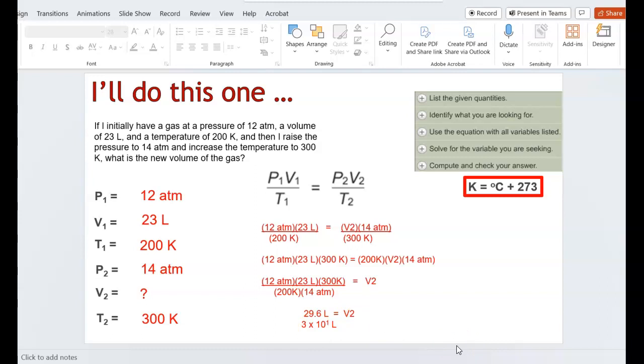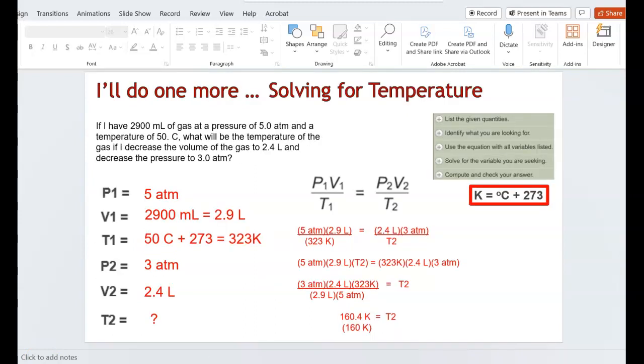I'm going to share one more example with you. In the last case, we were solving for volume. In this next one, we're solving for temperature. Nothing's really changed. It's just that now we're solving for a variable in the denominator of a fraction, so we're being careful that the math is okay. It says, if I have 2,900 milliliters of gas at a pressure of 5 atmospheres and a temperature of 50 degrees Celsius, what will be the temperature of the gas if I decrease the volume to 2.4 liters and decrease the pressure to 3 atmospheres?